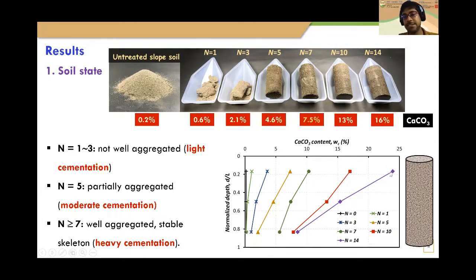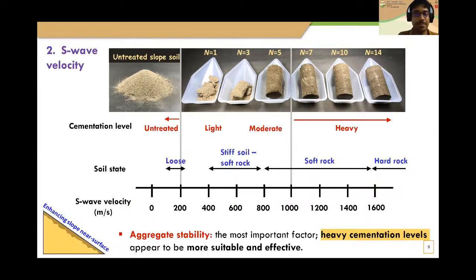We could see with the increase in the depth, the formation of calcium carbonate decreases, which is mainly due to the filtration effect of the bacteria. Moving to the shear wave velocity results, when the shear wave velocity was compared with the rock characteristics, the light to moderately cemented soil specimen was found to be comparable with the stiff soil to soft rock material, and the heavy cemented soil specimen was comparable with the soft to hard rock material. So basically, while considering the appearance and also the physical state, the aggregate stability is the most important factor for the enhancement of near surface. Therefore, the heavy cementation levels appear to be more suitable and effective for the application purpose.